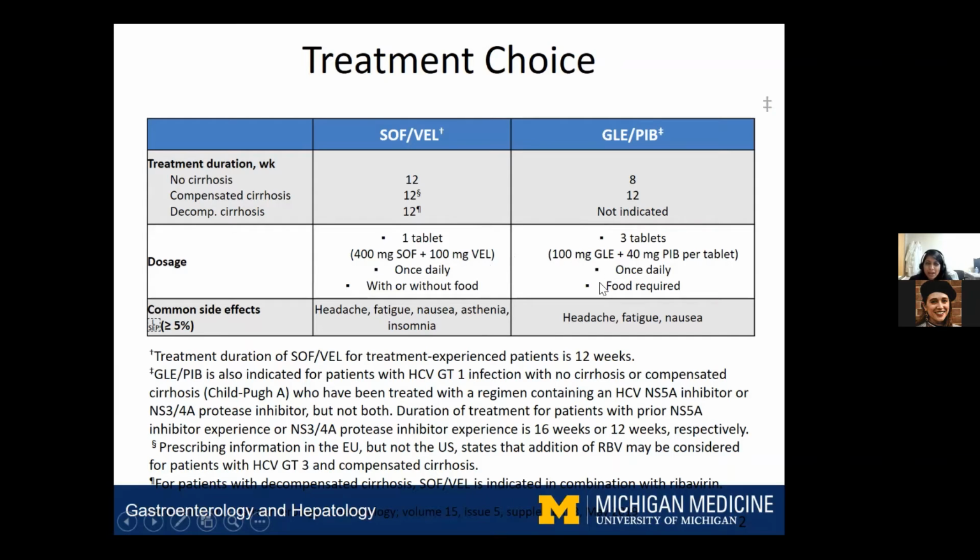And with Mavyret, it's 3 tablets taken all at once, 100 milligrams of glecaprevir and 40 milligrams of pibrentasvir per tablet, once daily with food. Side effects are fairly uncommon, but the most common ones that can happen in up to 5 to 10% of patients include headache, fatigue, mild nausea, insomnia, and asthenia with Epclusa, and headache, fatigue, and nausea with Mavyret.